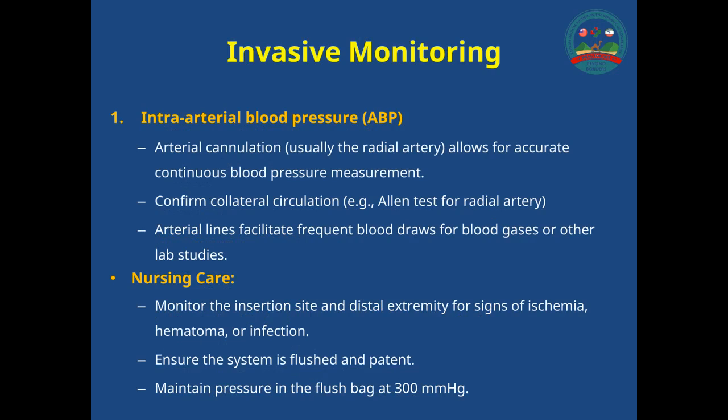An arterial line, usually placed in the radial artery, provides continuous and accurate blood pressure readings. Before inserting it, we must confirm adequate collateral circulation, often with an Allen test. It also allows us to obtain blood gases and labs frequently without repeatedly sticking the patient. From a nursing standpoint, we focus heavily on safety. We assess the insertion site and the distal extremity for signs of ischemia, hematoma, or infection. We make sure the system is flushed and patent, and we maintain the pressure bag at 300 millimeters of mercury to prevent backflow and keep the line functioning properly.